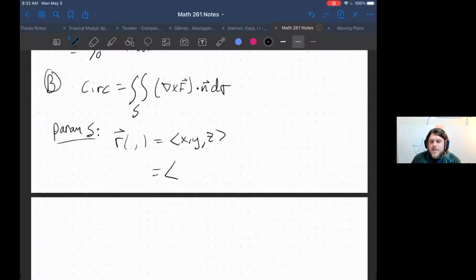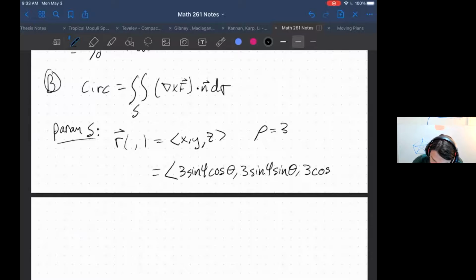If we're using spherical coordinates, this sphere can also be described as rho is equal to 3. So taking the shortcut, we actually get 3 sine of phi cosine of theta for X, 3 sine of phi sine of theta for Y, and 3 cosine of phi for Z. Remember, these are our substitutions. Instead of the 3, you would have a rho in general. But the idea is now we have phi and theta as our variables.